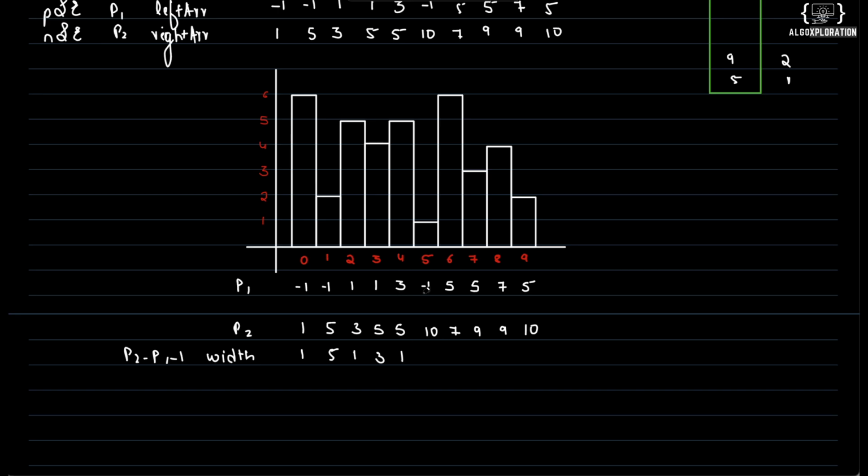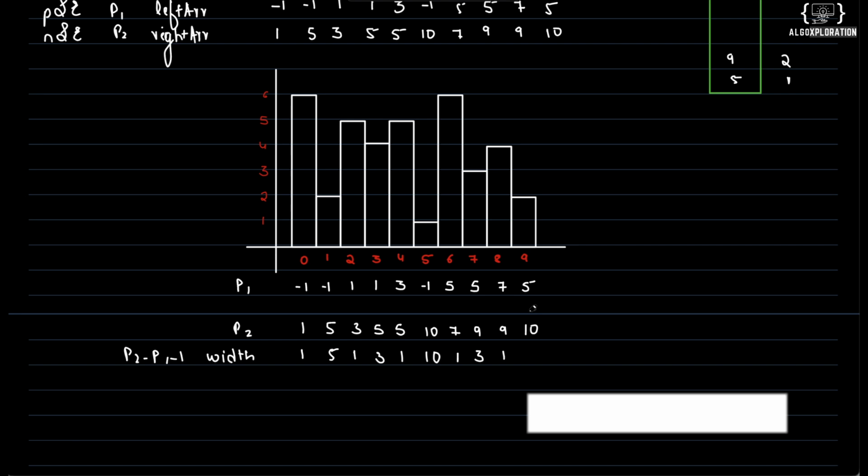10 minus of -1 -1, the answer would be 10. 7 minus 5 -1, the answer would be 1. 9 minus 5 -1, the answer would be 3. Now 9 minus 7 -1, the answer would be 1. And 10 minus 5 minus 1, the answer would be 4.